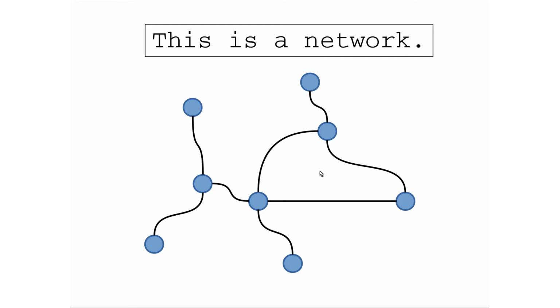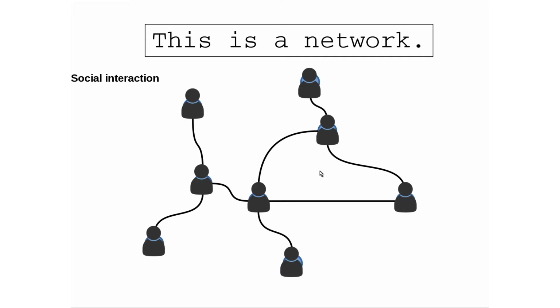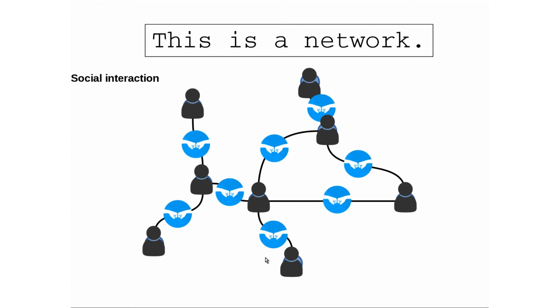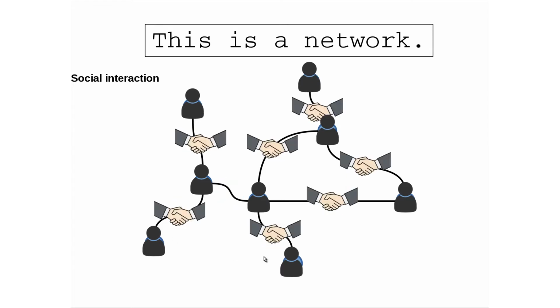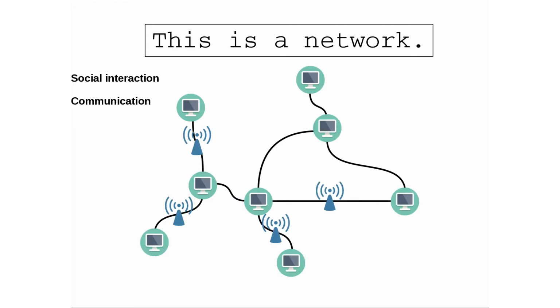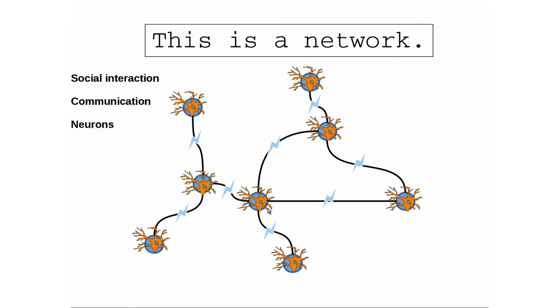We present here some examples of systems that can be represented by a network. First of all, the social interactions. In this case, the nodes represent persons, and edges can represent any interaction between them: friendship, for example, or professional relations. In a communication network, nodes can represent computers, servers, or data centers, and the edges represent an exchange of information between them. We also find networks in biology. For example, here the nodes represent neurons and the edges represent synapses.